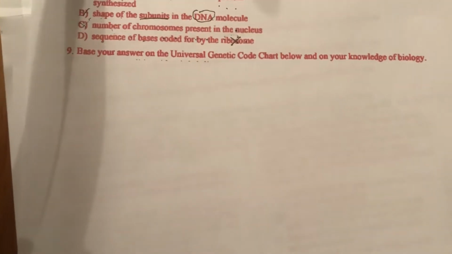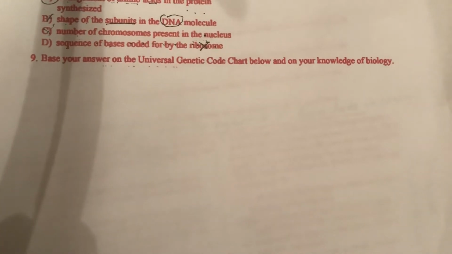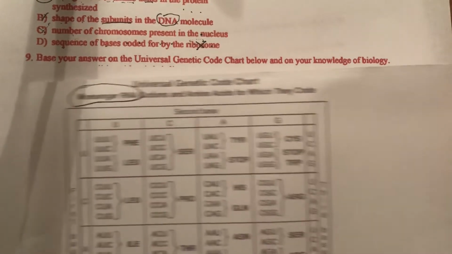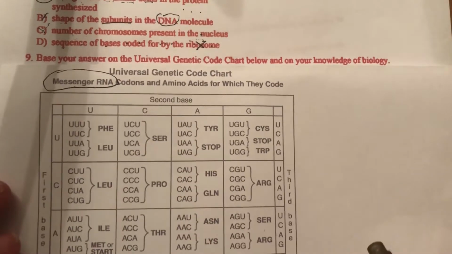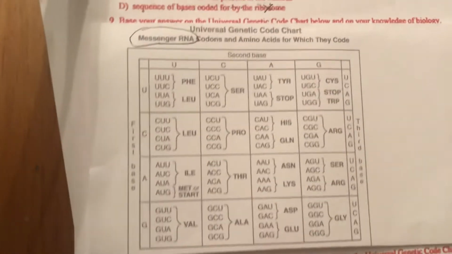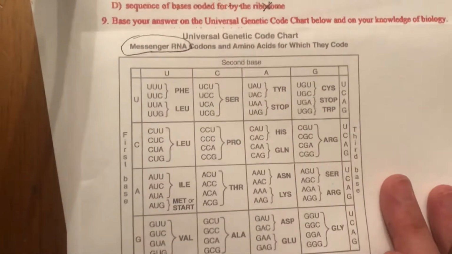It says, base your answers on the universal genetic code chart below and on your knowledge of biology. All right, here's the code chart again. I'm taking it from the other page because mine is just craziness. Okay. Here we go. Same chart. Just like the wheel. It's the same exact thing. Just a little bit different in the way that you use it.